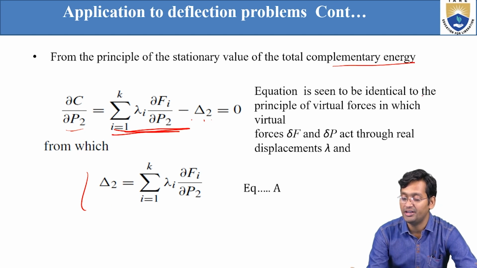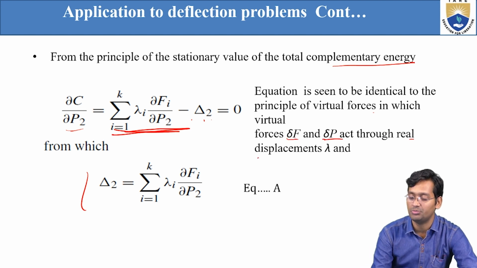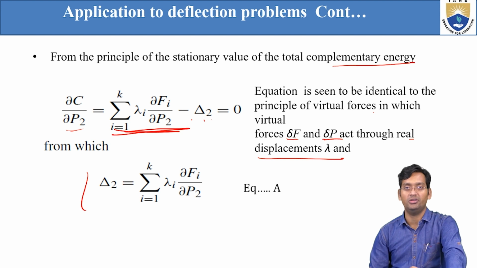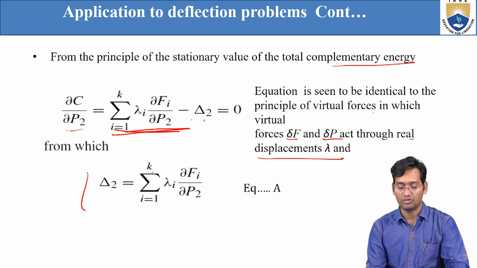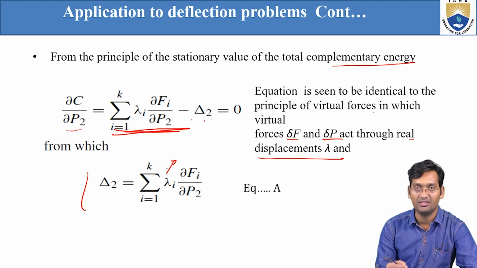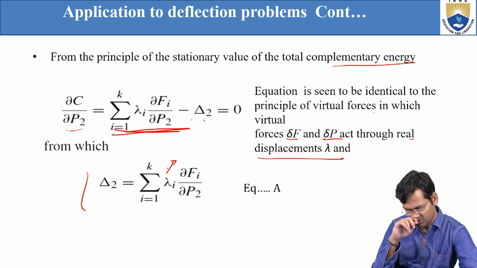The equation is seen to be identical to the principle of virtual force, in which the virtual force delta F and delta P acts through the real displacement lambda. This is a similar equation we had seen already: delta 2 equals sigma, i equals 1. Now here we have to find that lambda. I just told you that equation, and later also we will see that one.